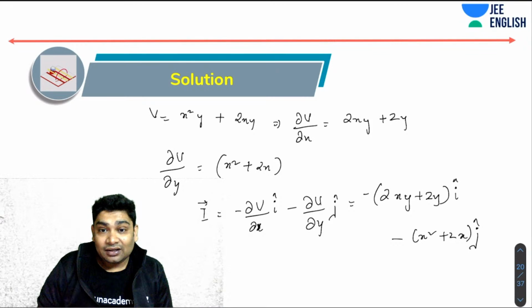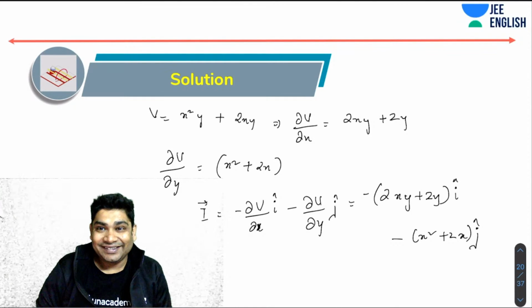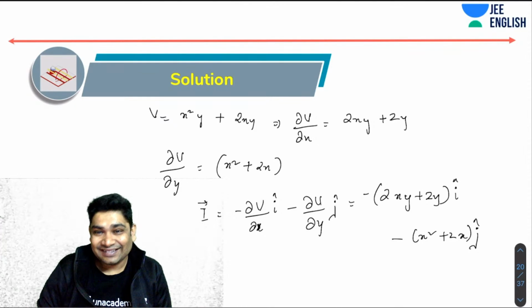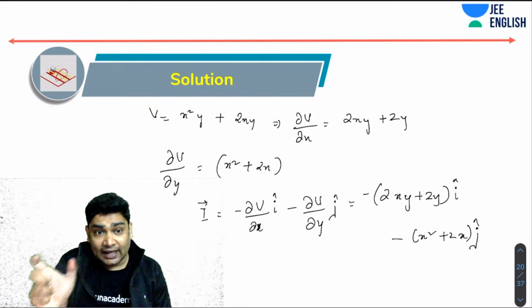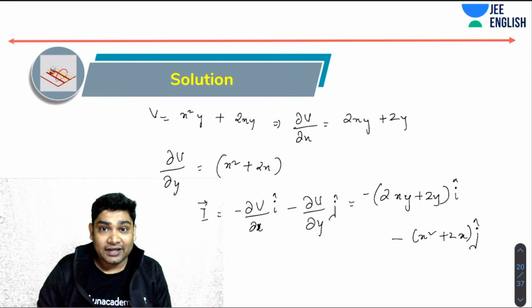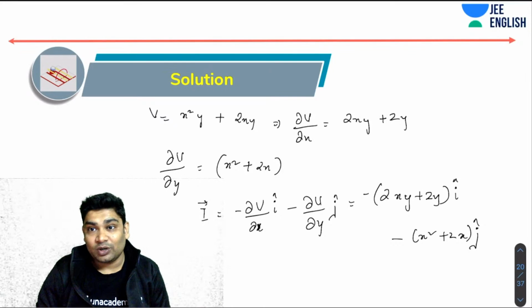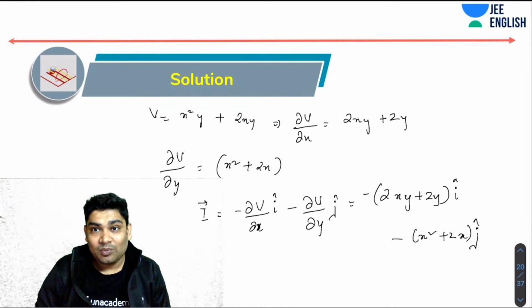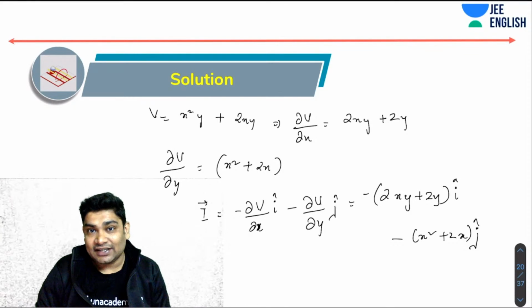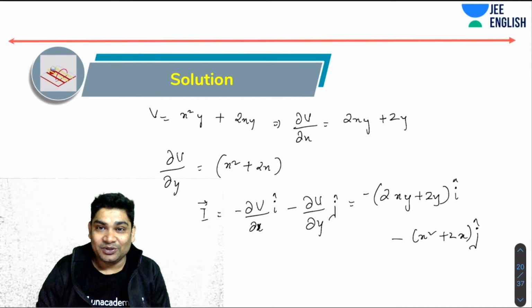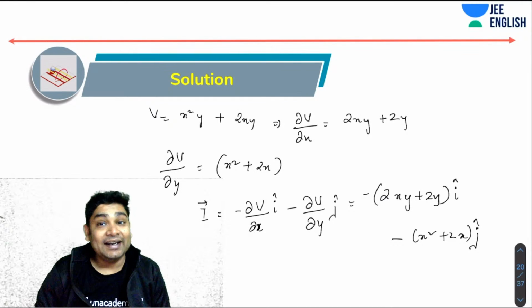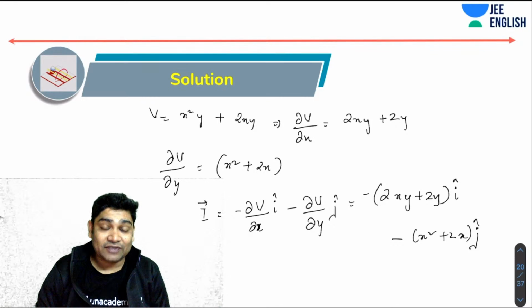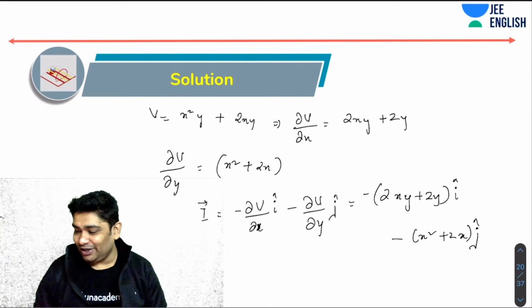Okay, you missed half of it. You have to differentiate the entire expression, not just a part of the expression, okay Shivam? You will differentiate the entire expression with respect to x and with respect to y. So that's the point. You need to differentiate the entire expression of V with respect to x and with respect to y. Okay, got it? Now this is simple only.